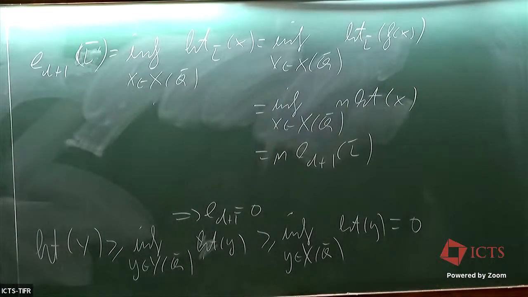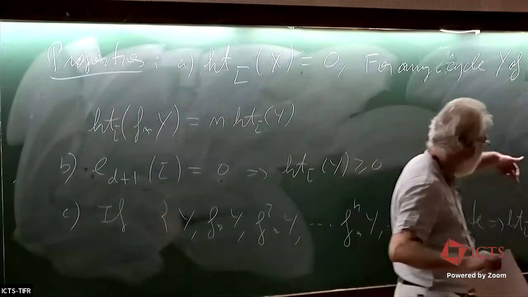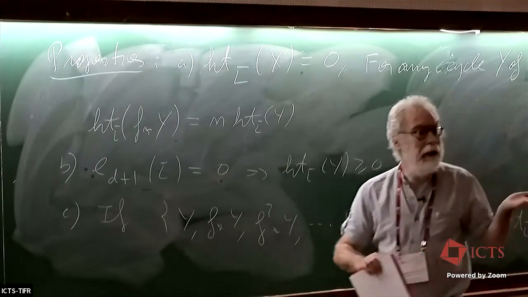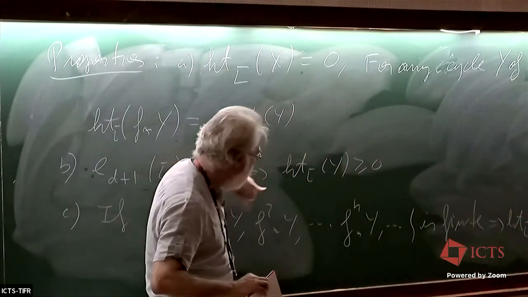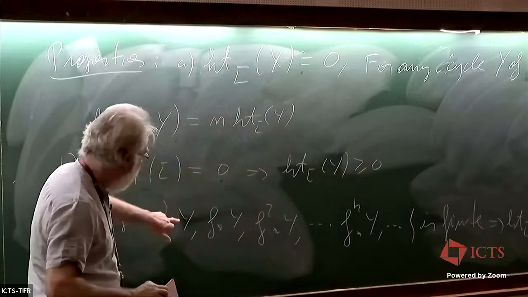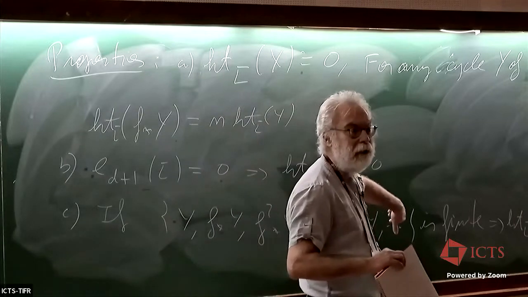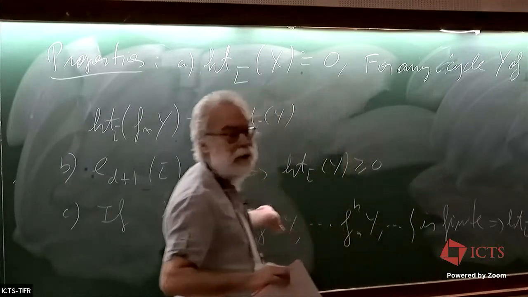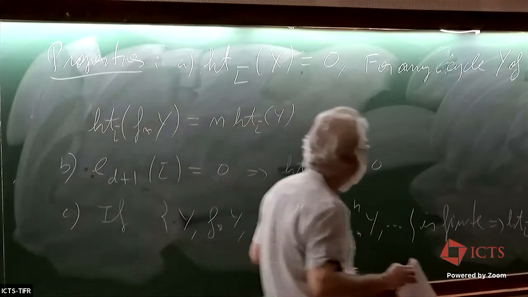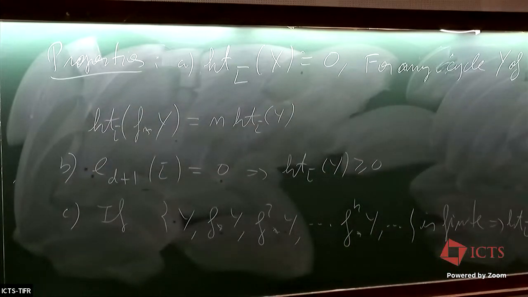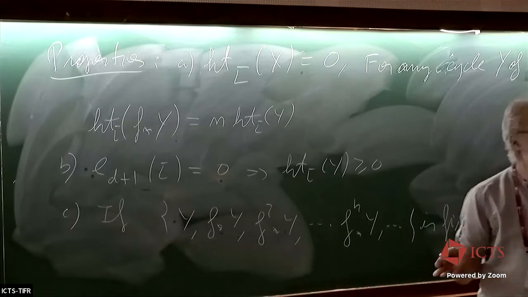Okay, now the third property, that if this sequence is finite, then the height is zero. This is now clear because if I look at the heights of these elements, I get the height of Y, n times the height of Y, n squared times the height of Y, n cubed times the height of Y. If this set is finite, this means that the height has to be zero. And the last part, d, that if I have an element of height zero, then this set is finite. This is just using again the Northcott property.